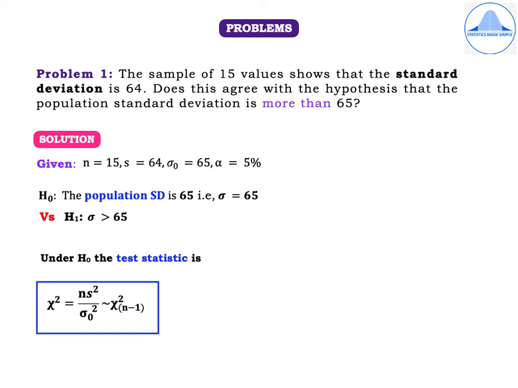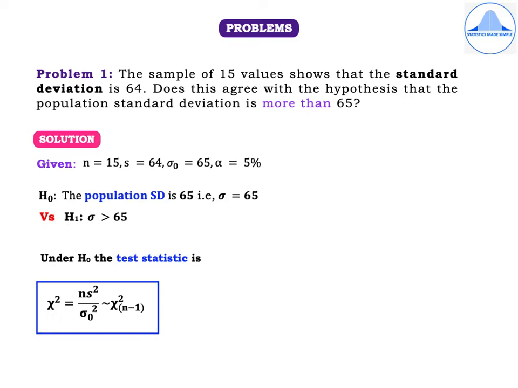Problem 1. The sample of 15 values shows that the standard deviation is 64. Does this agree with the hypothesis that the population standard deviation is more than 65? So here in this problem, we see that only the word standard deviation is present. So it is chi-square test for population variance.